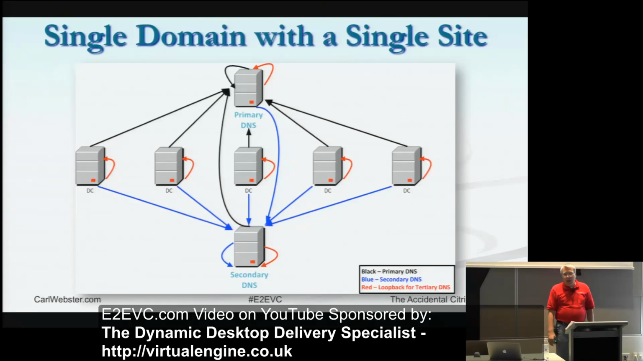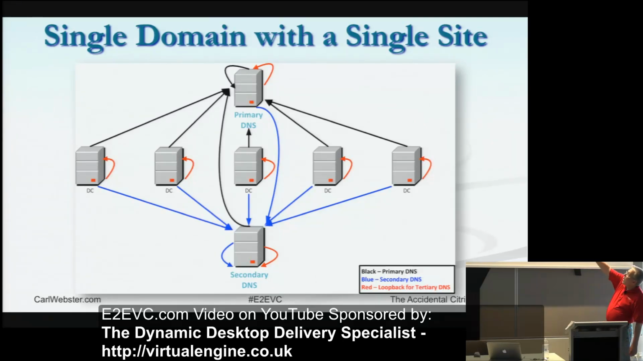What if I've got a single domain with multiple sites? In this case, each domain controller points to itself for primary DNS. It will point to another domain controller in this central site for secondary, and then they'll all point to themselves for tertiary.